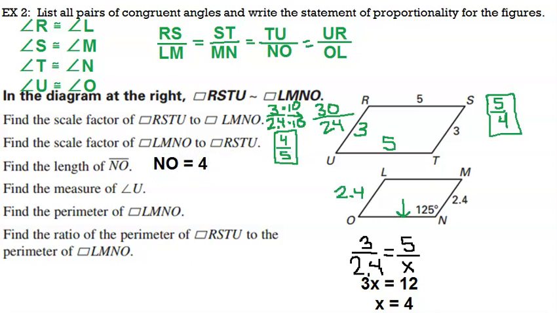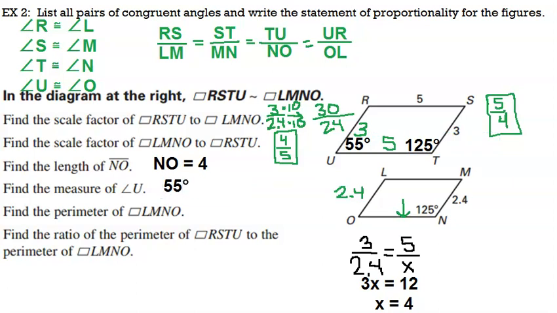All right, find the measure of angle U. Well, we need to remember what we learned about parallelograms. If we have 125 degrees in one, we're going to have 125 degrees in the other. And we do know that consecutive angles are supplementary, so they have to add up to 180, which means angle U has to be 55 degrees.